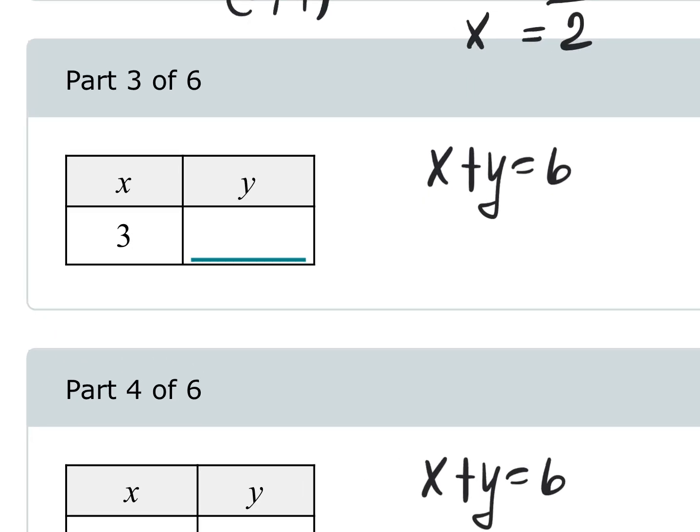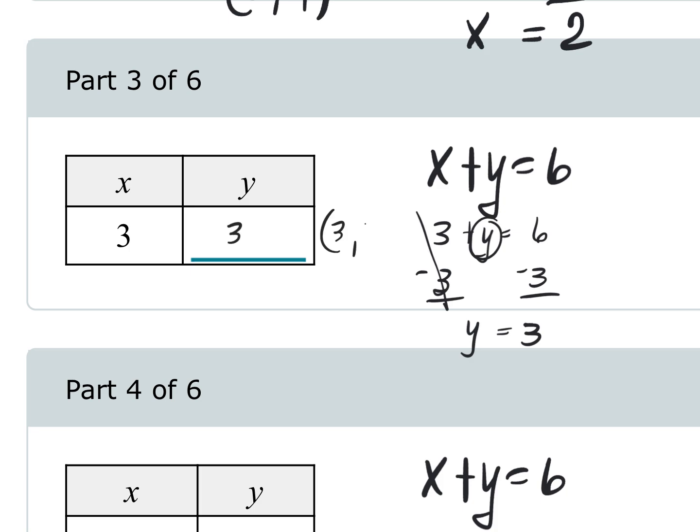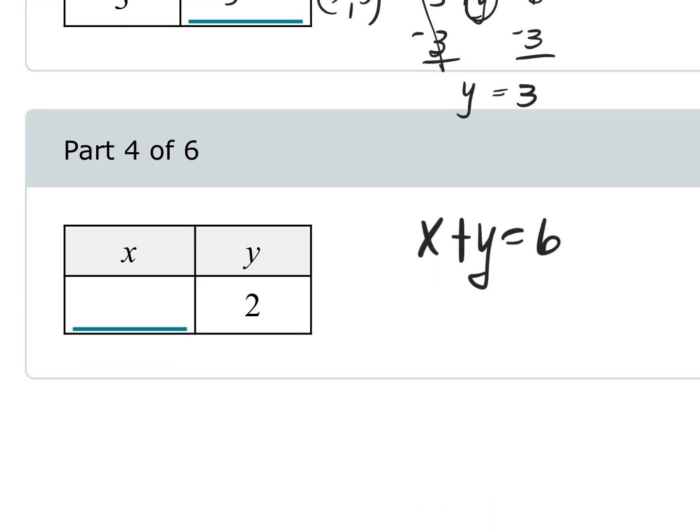Right here, we're plugging in 3 for x. And I want to get this y by itself, so get rid of the 3, subtract it from both sides. That's the point (3, 3). And now we're plugging 2 in for our y value, and that's going to allow me to solve for x.